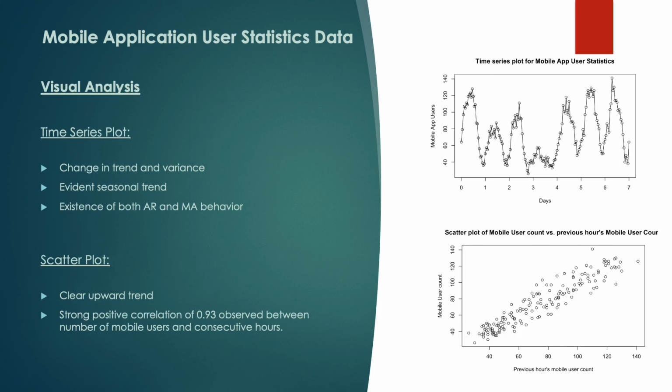To visually analyze, we plot the time series dataset and find a change in variance as well as a changing trend. We observe that AR and MA behavior are present as there are some observations that hang together and also some fluctuations between successive observations. There is also an evident seasonal trend which also is seen in the ACF plots. We also displayed the scatter plot and find a clear upward trend with a strong positive correlation of 0.93 between the number of users and consecutive hours.